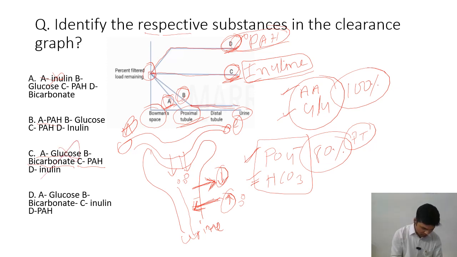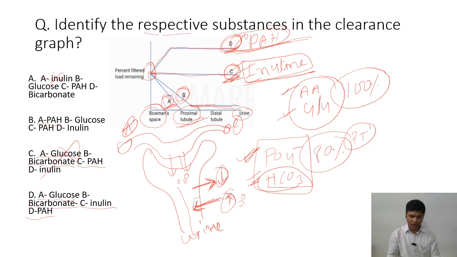Let's see in the D option. A is glucose, obviously. It may be glucose or amino acid, so glucose is the option. B is phosphate or bicarbonate, so bicarbonate is in the answer. C is inulin, yes, C is inulin here, and D is PAH, obviously. So your answer here is to identify the respective substance in the clearance graph. So this is the answer.